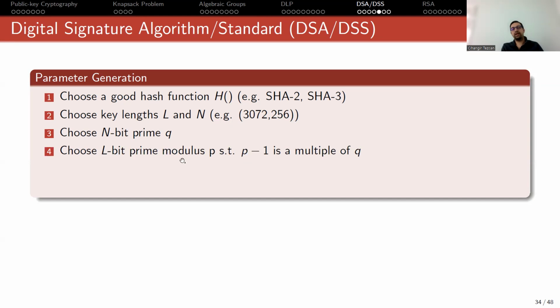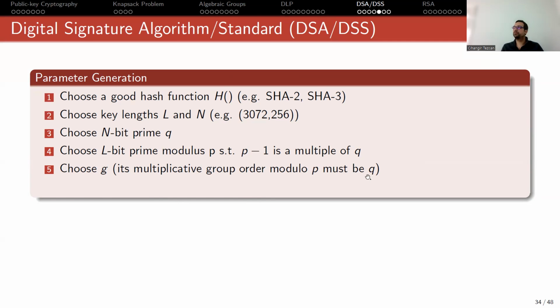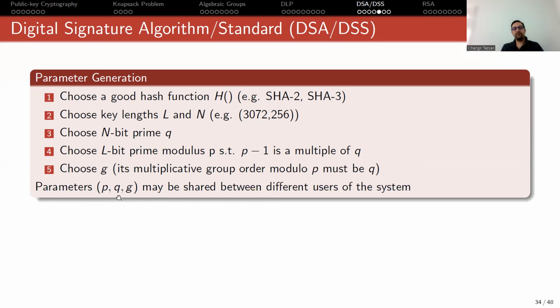Then choose an L-bit prime modulus P such that P minus 1 is a multiple of Q. So P is a lot larger than Q, but Q should divide P minus 1. This is how you choose it. Okay. Choose G. Its multiplicative group order modulo P must be Q. So then the parameters P, Q, and G may be shared between different users of the system.